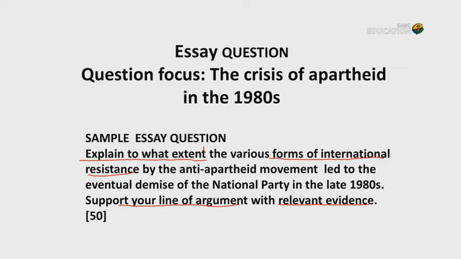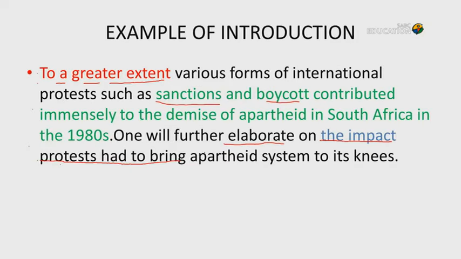And how do I explain this? By looking for relevant evidence. Those are the most important parts that you need to know. So, as I have demonstrated to you, to a greater extent, that is the standpoint. Two examples of the line of argument: international response such as sanctions, boycotts, and so forth. And lastly, how these will impact on the apartheid system.